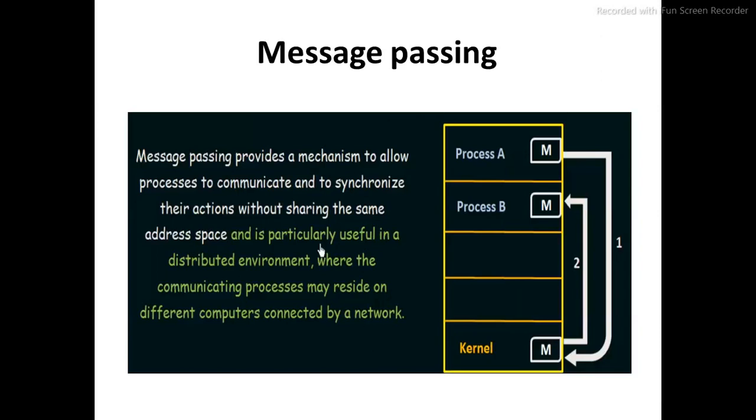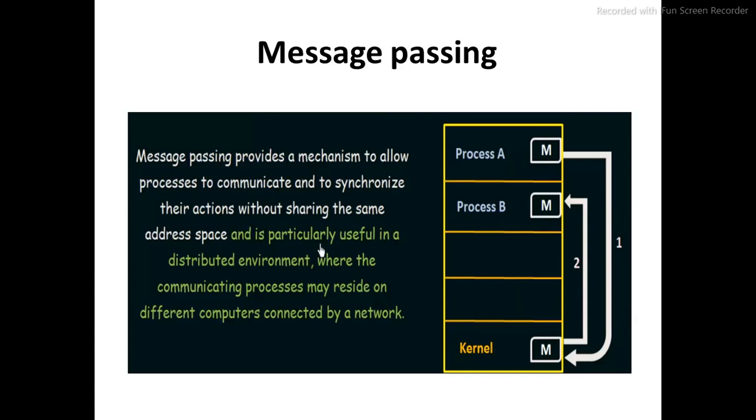Message passing provides a mechanism to allow processes to communicate and to synchronize their actions without sharing the same address space, and is particularly useful in a distributed environment where the communicating processes may reside on different computers connected by a network. That means message passing is mainly used when we have to work in a distributed environment, or when you have to communicate with computers in a network.